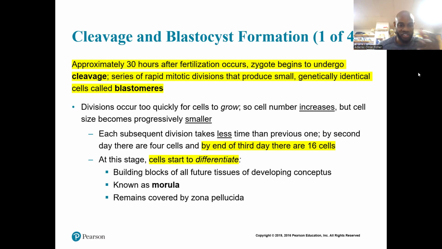The division occurs too quickly for cells to grow. So cell number increases, but cell size becomes progressively smaller. So just making a bunch of cells. Divisions take less time. By the second day, there are four cells. By the end of the third day, there are 16. At this stage, cells start to differentiate. Differentiate means they're starting to become different parts of the body.